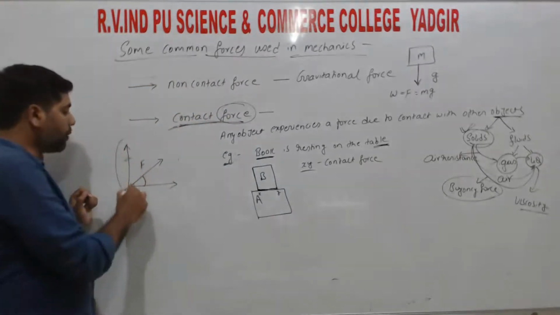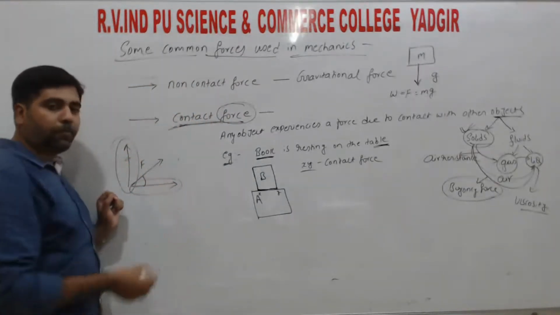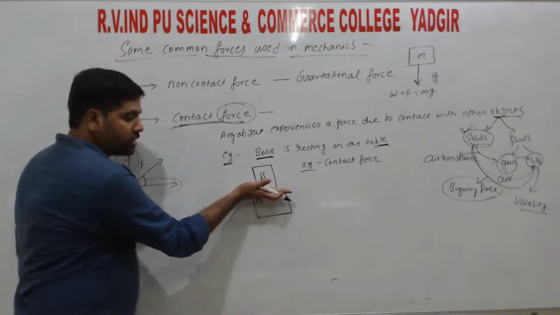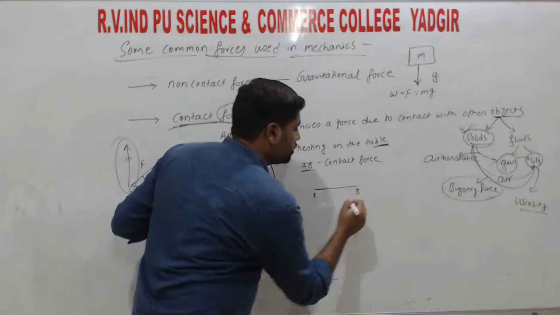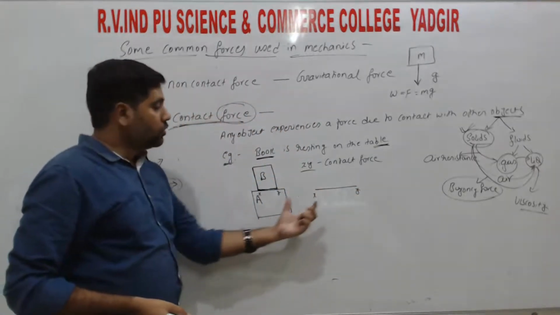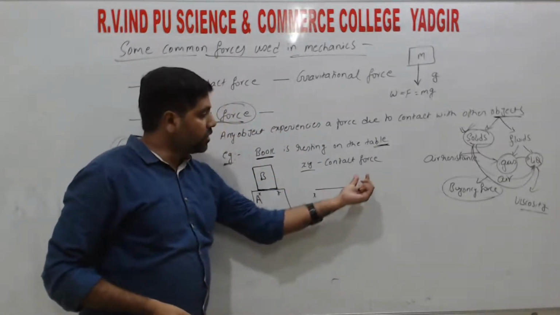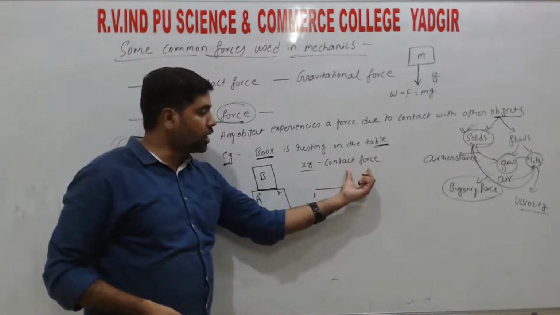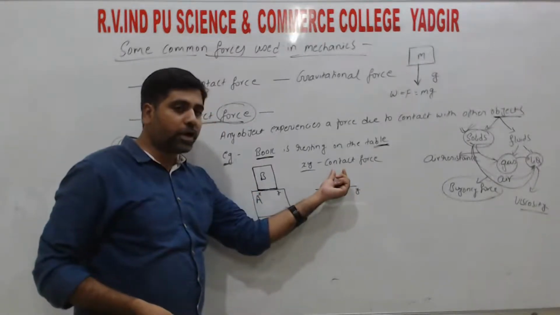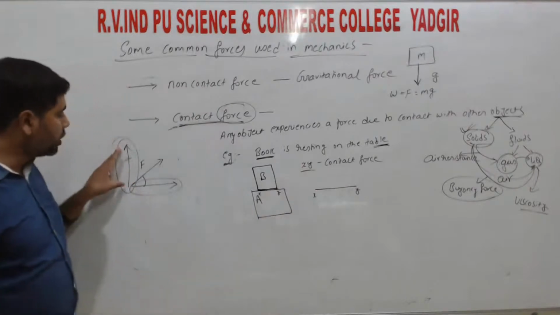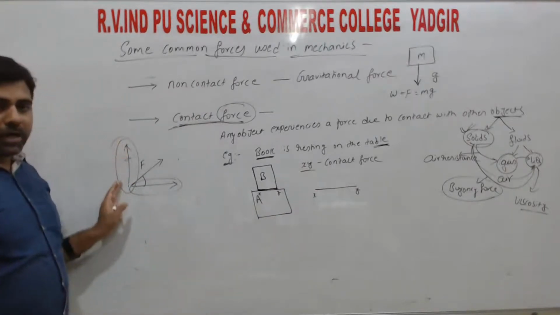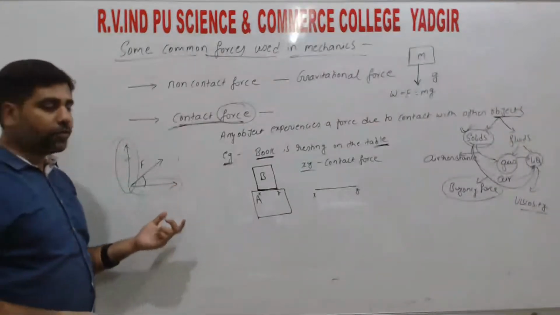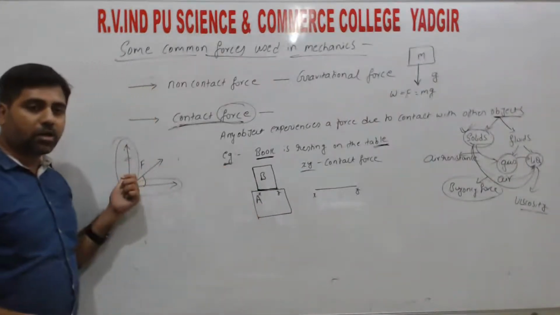Vertical means perpendicular, horizontal means parallel, right? So this is the surface xy. So I will write here. So this is the surface xy. So in this surface there is a force. So that force is the contact force. So the component of the contact force, we can take either vertical or horizontal. So first we will discuss the vertical component, right?